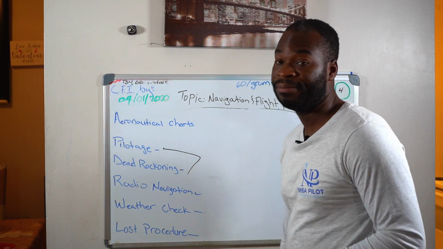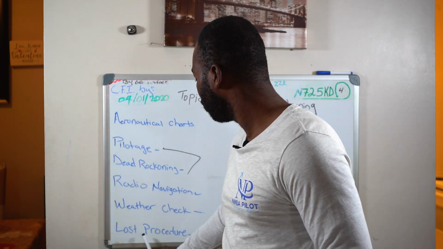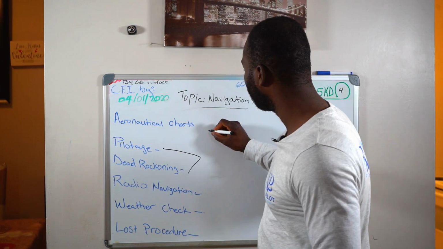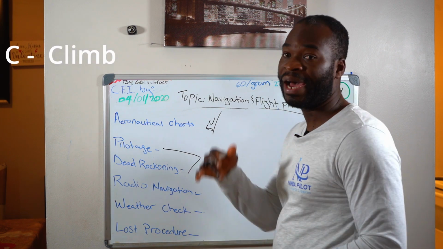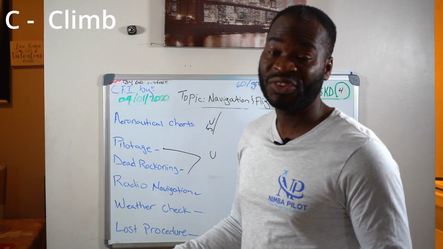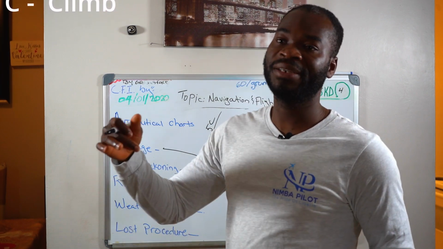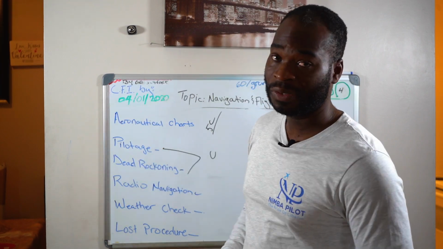Loss procedure. Yeah, we can put everything together, but things go wrong. So when things go wrong, like you get lost, what you need to do, we have what we call the 5 C's. The first thing is climb. The higher you are, the better you see on the ground. Climb. Give yourself some time to find your airport.